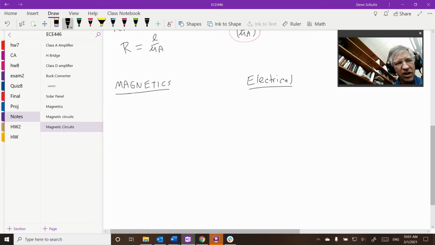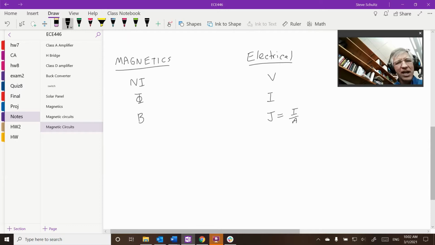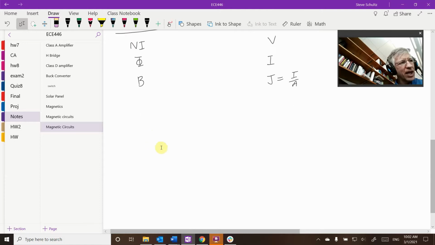Let's start with our forcing thing, which is our potential. Over here, we had an I, and over here I had voltage. We found out that the flux is equivalent to my electrical current. We have my B, which is equal to my J, my current density, I over A, and this is basically the flux density. We can keep going, and we have our reluctance and our resistance.